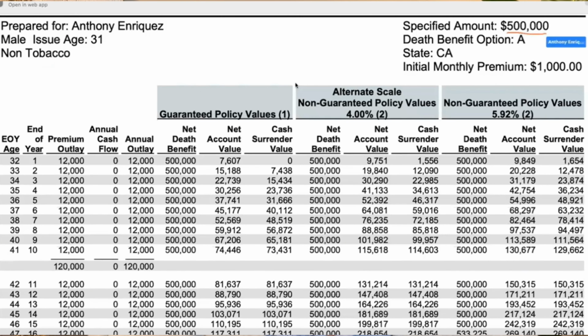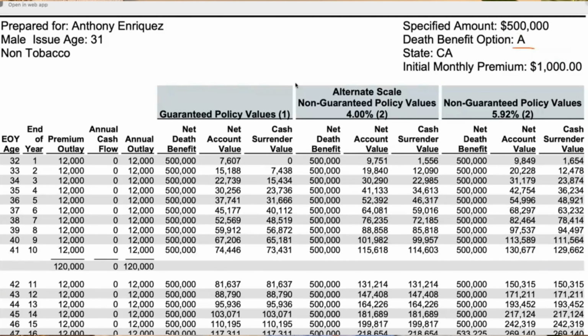The specified amount is going to be $500,000. That's going to be our death benefit. Next, you'll see option A. This is just the type of death benefit that we select. Industry-wide, you're pretty much going to hear option B or death benefit option 2, meaning that the policy is going to increase in death benefit over time. With the flip design, we select option A. That's because it is going to be a level death benefit.